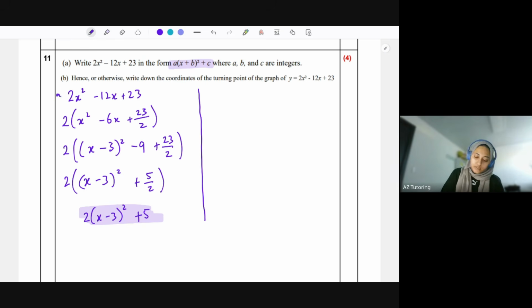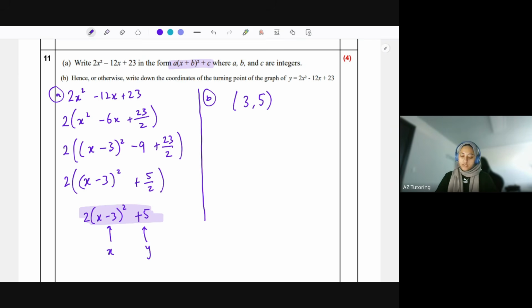Now for part B, so that was part A. Part B, it says hence or otherwise write down the coordinates of the turning point of this graph. Well, using what we found in part A, all we do is we take the x coordinate from the inside, but it's always the opposite sign. So it's not minus 3, it's 3. And then we take the y coordinate from the outside and we leave the sign as is. So it's just 3, 5. So the turning point for this graph is (3, 5).